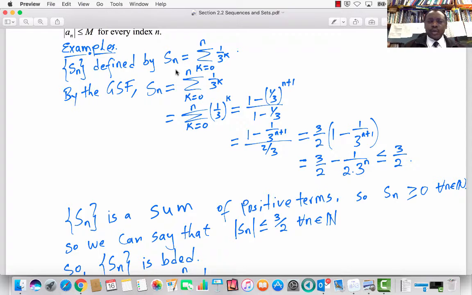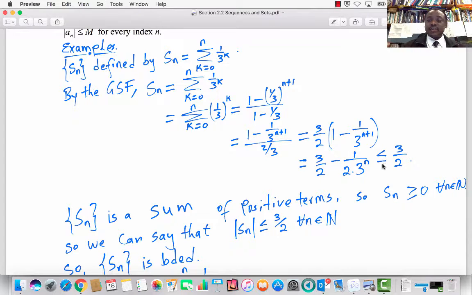Now let's go back and look at the definition of Sn. Summation k from 0 to n, 1 divided by 3 to the k. The lowest value of k is 0. And if that happens, we end up with 1 divided by 3 to the 0, which is 1. So we see that Sn is a sum of positive terms. Therefore, Sn is greater than or equal to 0 for every natural number n.